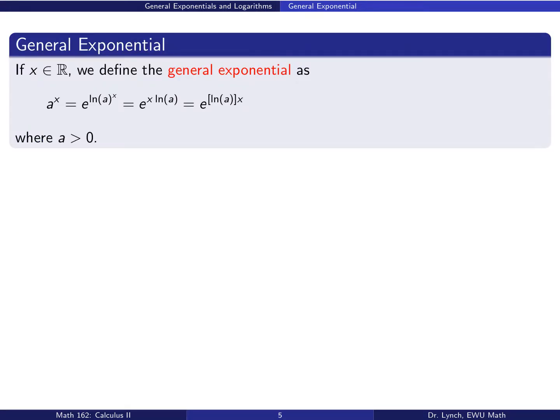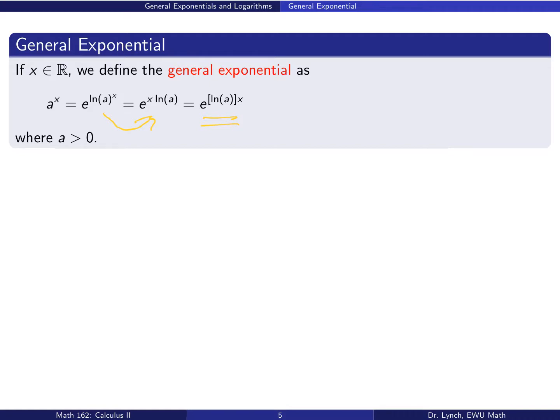Here's a definition. Whenever x is any real number and a is a positive number, we will define a to the x as e to the ln of a to the x, which we can therefore rewrite as e to the x ln a. That's a trick of logarithms. And rewrite that as e to the ln a times x. So at the end of the day, the general exponential a to the x is equivalent to a specific natural exponential, where the argument of that exponential is given by ln a times x.